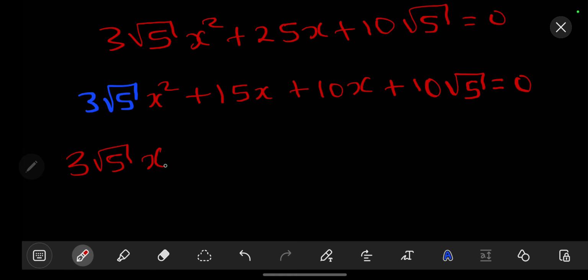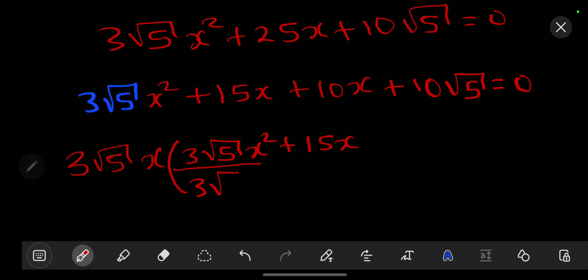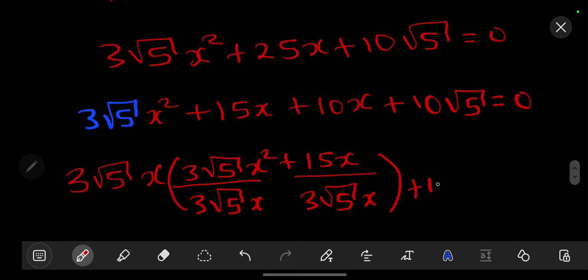Then you take just one x is common here, here and here, so we are going to just write the equation the way it is. So we have 3 square root of 5 x squared plus 15x. So divide this value. We have the 3 square root of 5 x over 3 square root of 5 x, like that. Then we are going to say plus, here 10 is common, then we have 10x plus 10 square root of 5. So over 10 over 10, that's the meaning.